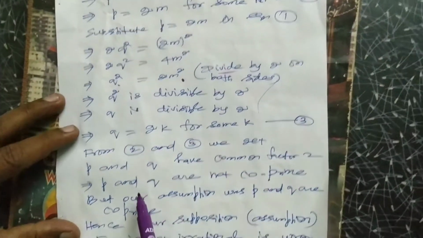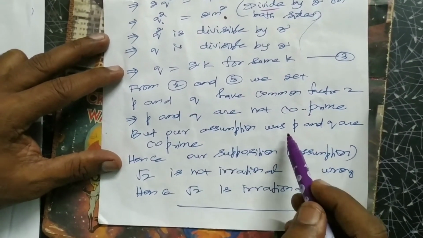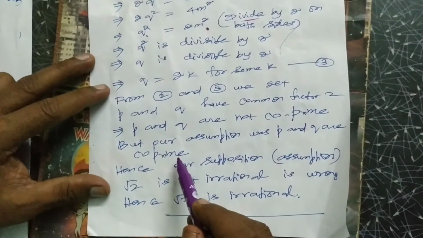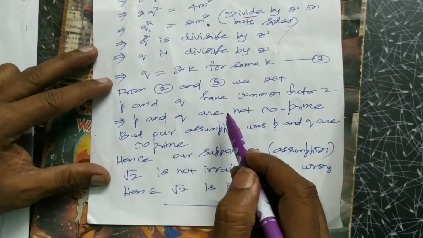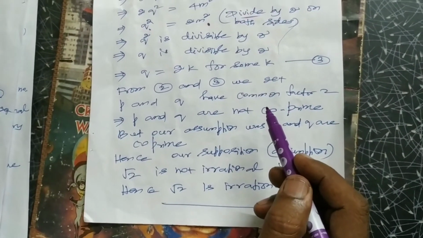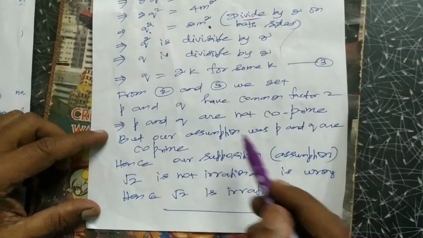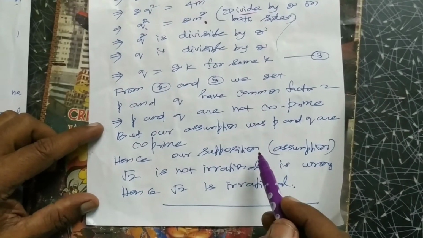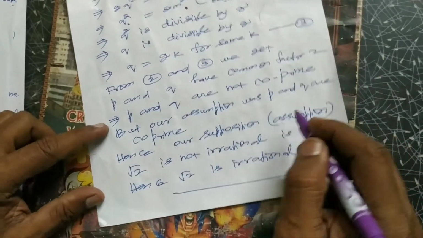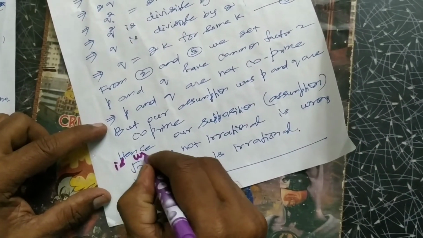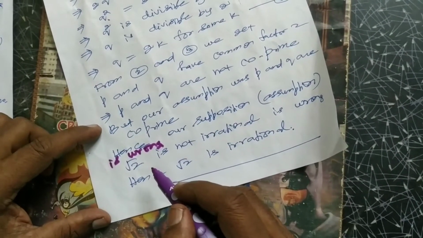This implies p and q are not co-prime. But our assumption was p and q are co-prime. Earlier we assumed that p and q are co-prime. Now we have proved p and q are not co-prime. That is a contradiction. Whatever we say, it is coming opposite. Why is the contradiction coming? Therefore our supposition is wrong. Our supposition is wrong. Therefore, what was our supposition?